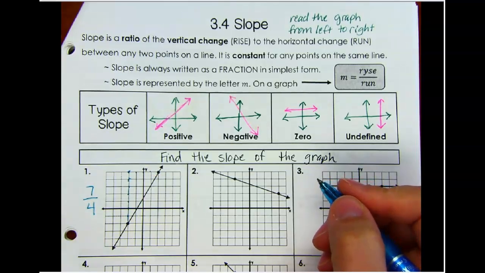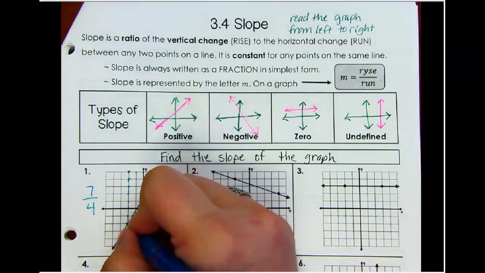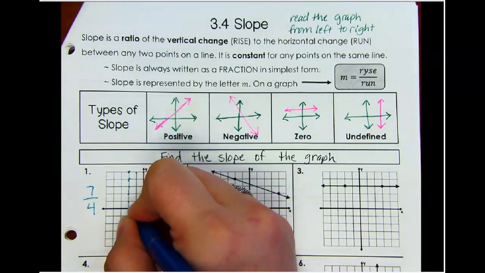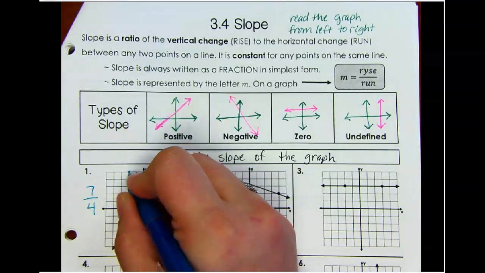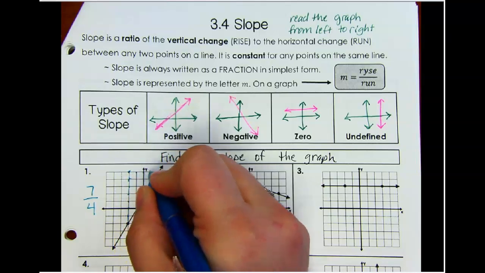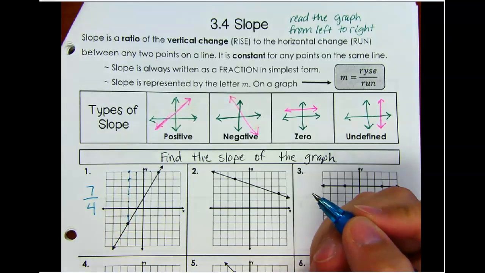And that is a simplified fraction. It's improper, but that's okay. Slope can be an improper fraction. So you're going to rise 1, 2, 3, 4, 5, 6, 7, and then run 1, 2, 3, 4. That's how you get that.